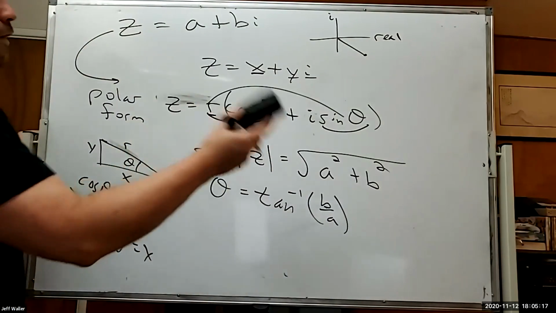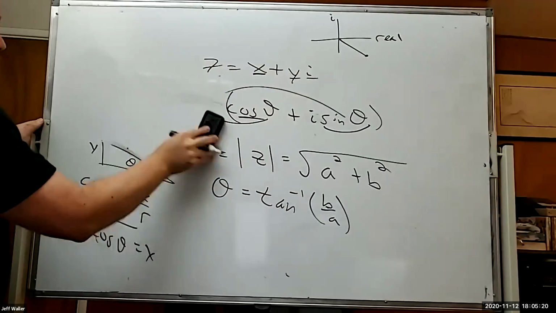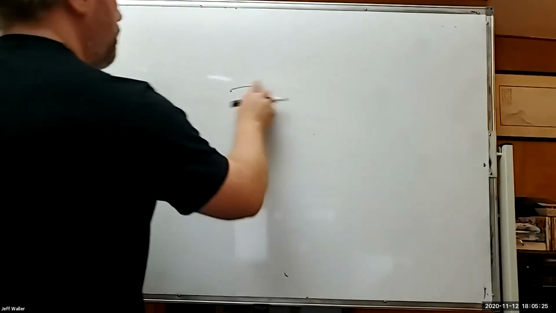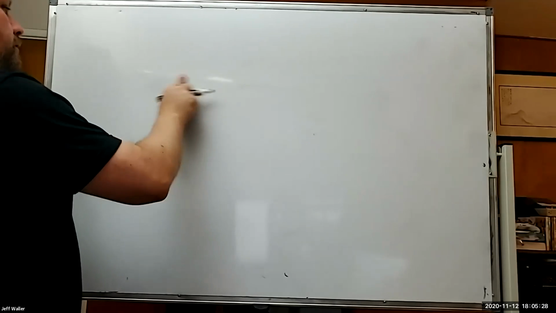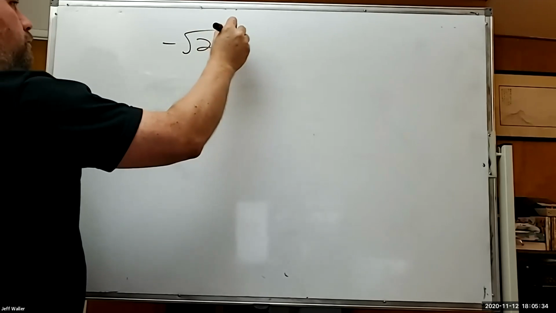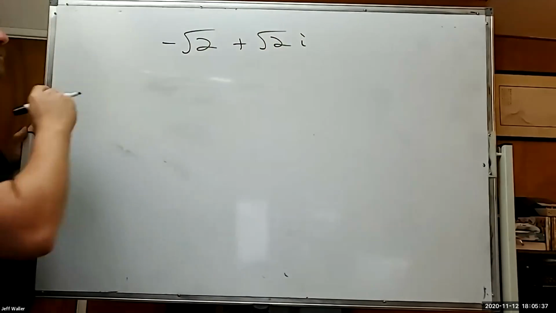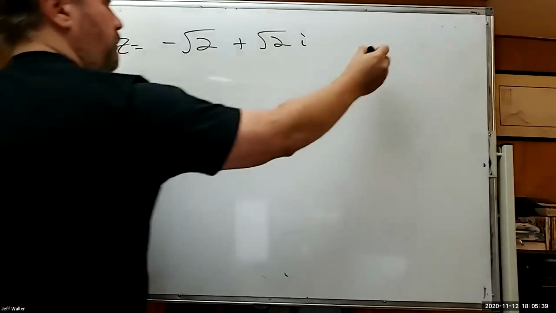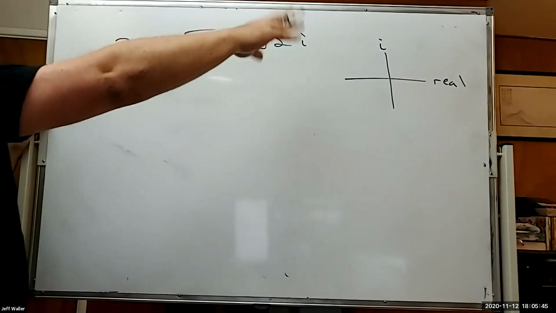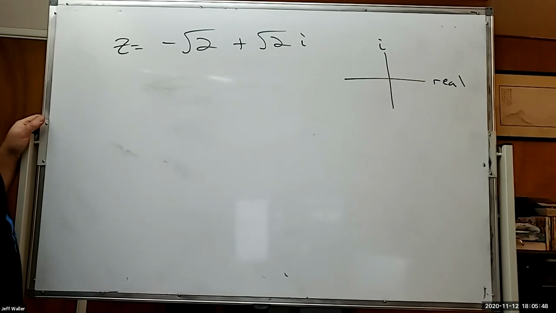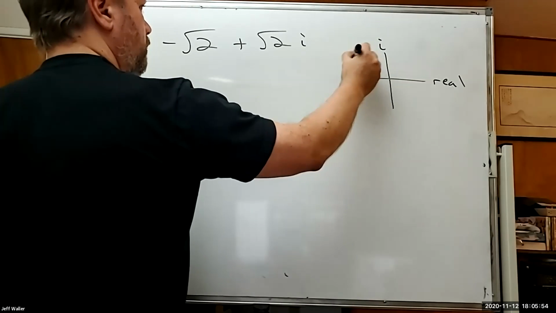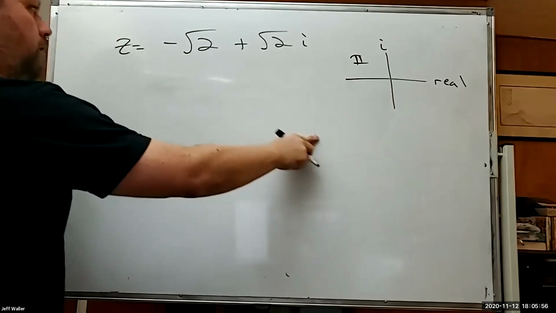Let's do one concrete example just to get us back in the groove here. What if I have the number, let's say, negative square root of 2 plus square root of 2 i? Let's say that's my complex number. Can somebody help me with what quadrant that would be in the complex plane? Quadrant 2, because it's negative and then positive. It's going to come in handy in a minute.